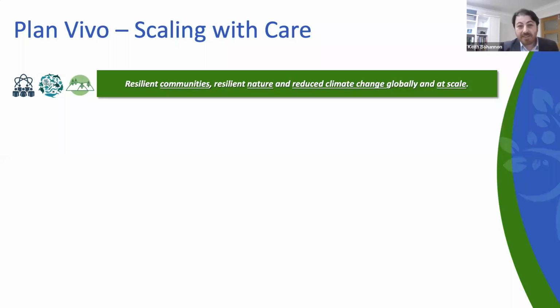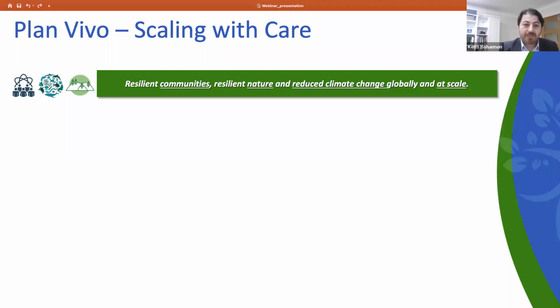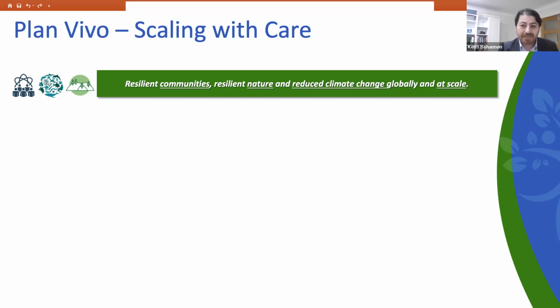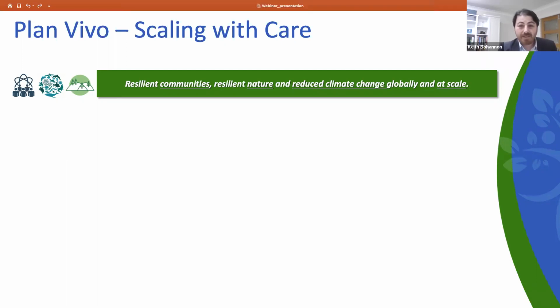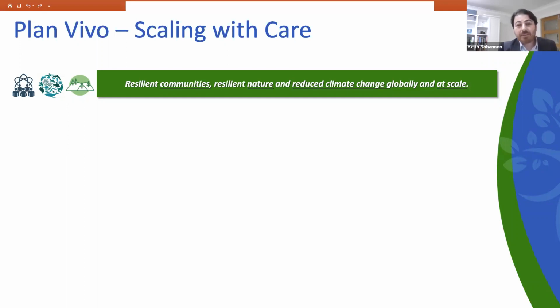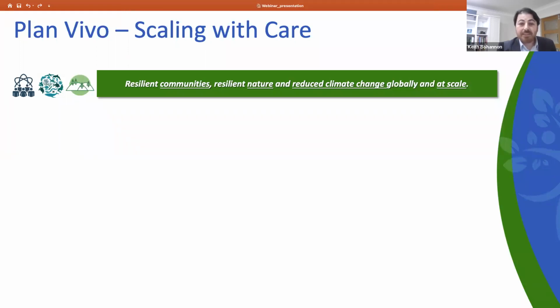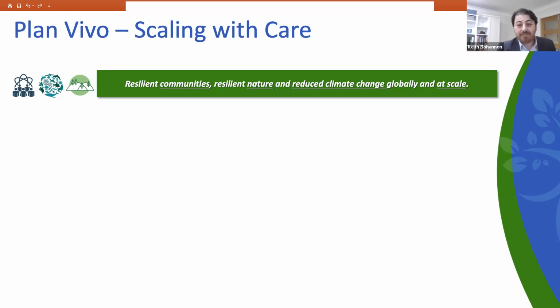Just a little bit about where this fits into our overall strategy, which we call Scaling with Care. All of you are here because of such interest and growth in the space. And we believe that the Plan Vivo model can be scaled up, and it has been on many of our carbon projects. But we want to do it in a way which stays true to the values of Plan Vivo. So what we're aiming for through all the work we do in the carbon standard and now in the biodiversity standard is to have resilient communities, resilient nature, and reducing the impact of climate change globally and at scale.